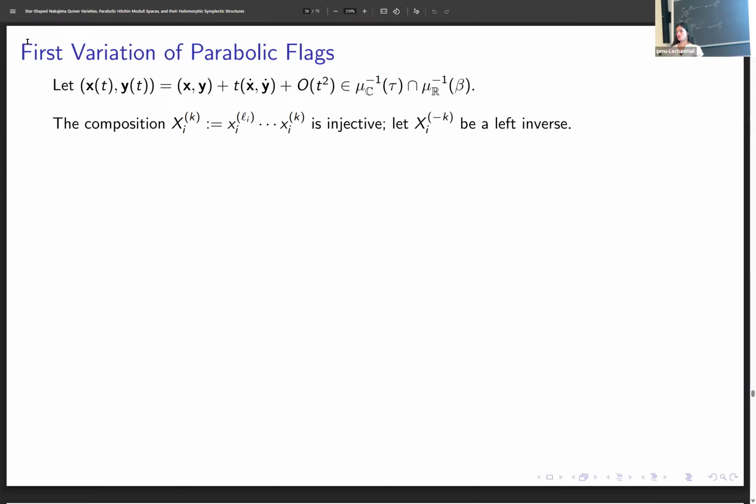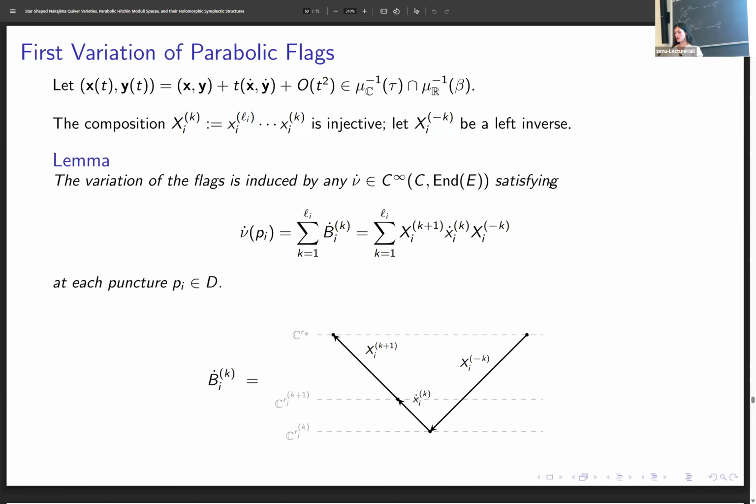Okay. So we do this again to just an arbitrary deformation. I'm going to use this notation capital X again for the composition. And since I know it's injective because of stability, it has a left inverse. And so I take nu. I choose any nu. It only matters the values of nu at the punctures. But I take any continuous nu, which at the punctures satisfies this formula.